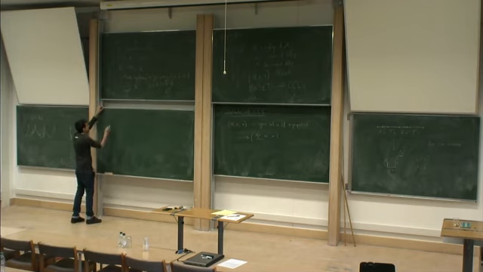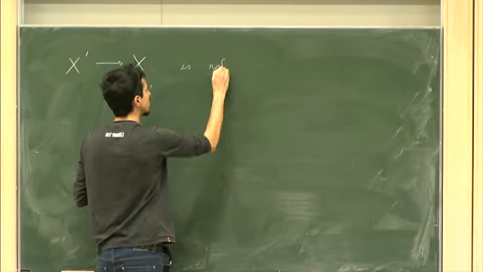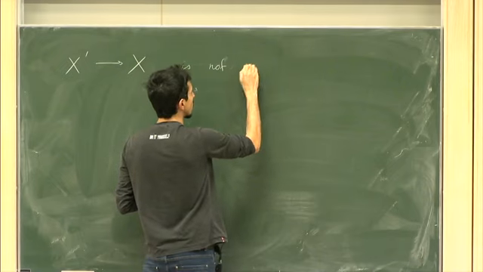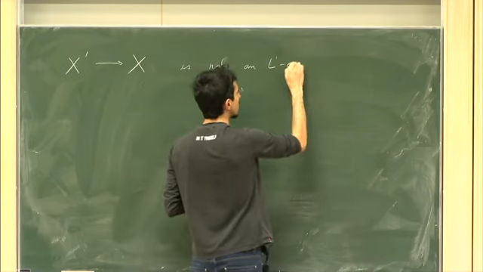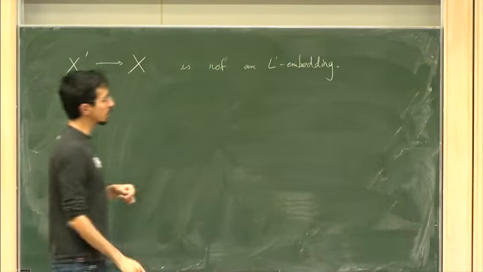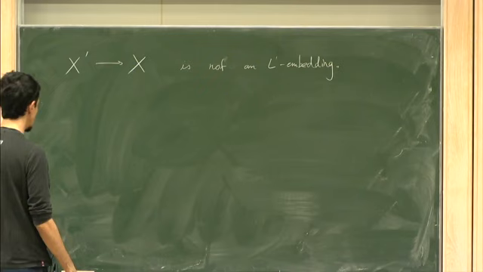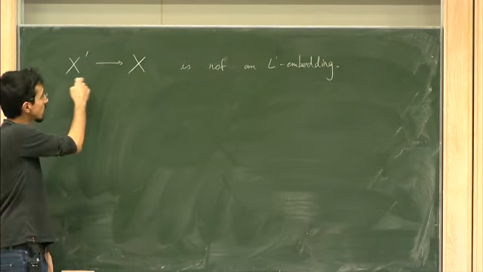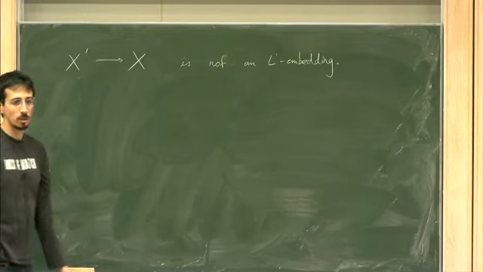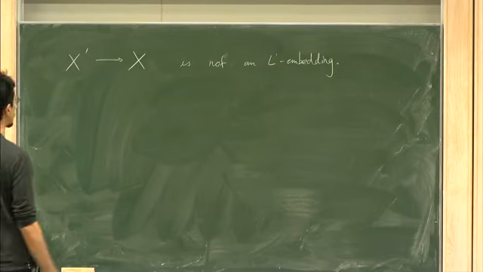So this map x prime to x is not an L1 embedding. And what we hope is after we do foldings, which I didn't describe yet, we'll get something which is an L1 embedding. So in particular, if you understand the metric here, in the resulting folded thing, you understand this embedding in X.